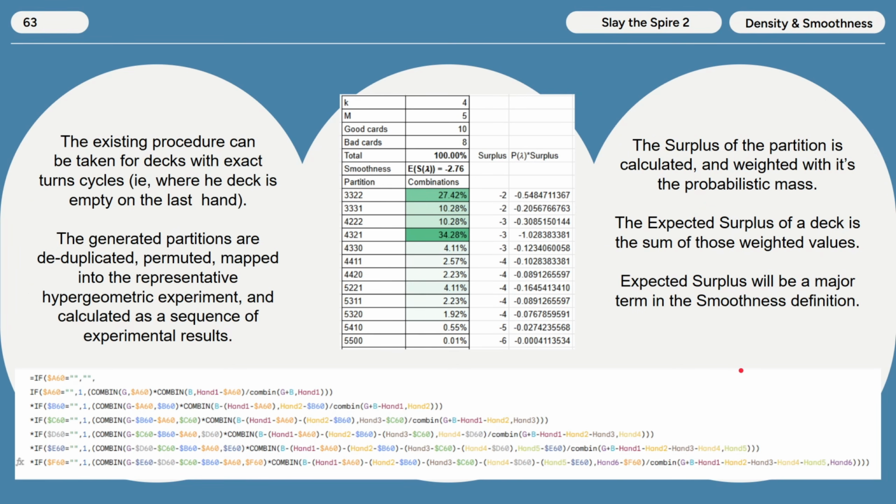This existing procedure, though, can be taken for decks with an exact number of turn cycles, so where the deck is empty in the last hand. And the process step by step is that the generated petitions are deduplicated, they're permuted, and they're mapped onto the representative hypergeometric experiments, and then calculated as a sequence of experimental results. And hypergeometric experimental results are independent. So the surplus of the petition is calculated and then weighted with the probabilistic mass, so the surplus times the likelihood for that petition to occur, and then the expected surplus of the deck is the sum of all of those weighted values. And so expected surplus will be a major term in the definition of smoothness that I'm going to arrive at here.